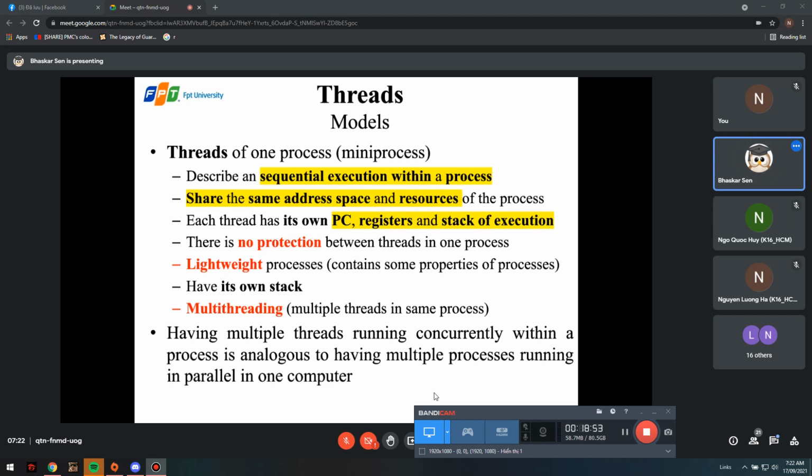Then we have multi-threading. The multi-threading is about having multiple threads running concurrently at the same point of time. That is what we call multi-threading. And multi-threading, as I said, is not mandatory. So if you choose to implement multi-threading, it's up to you.